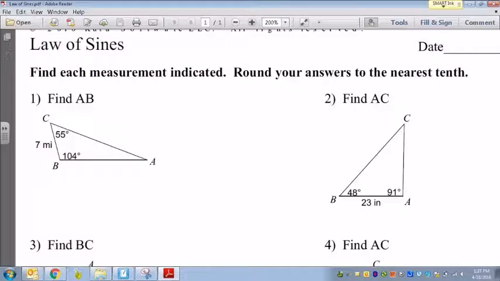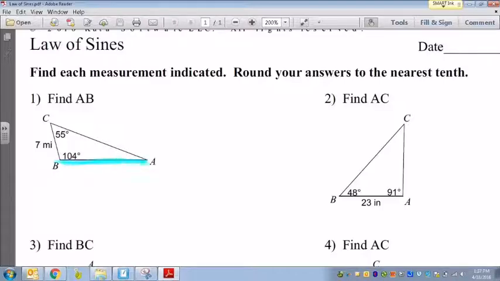You'll notice here in number 1, you'll look at triangle ABC. Notice it has a 104-degree angle. So this is what we call a scalene triangle, and we still have to find some missing information here. So we have to find side AB. So I'll go ahead and highlight there. So side AB is right here.